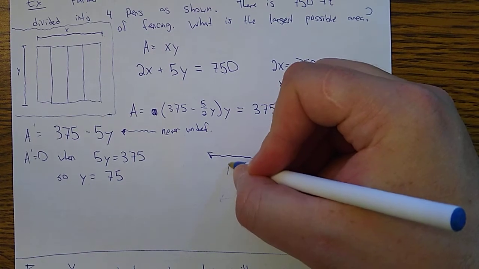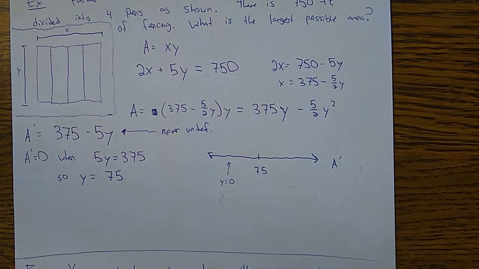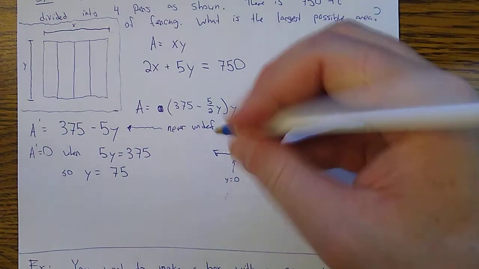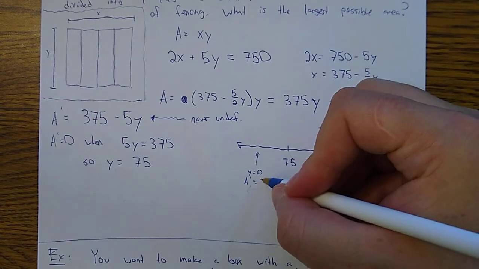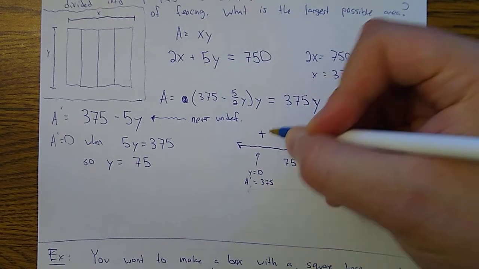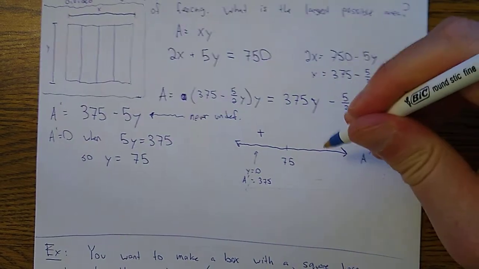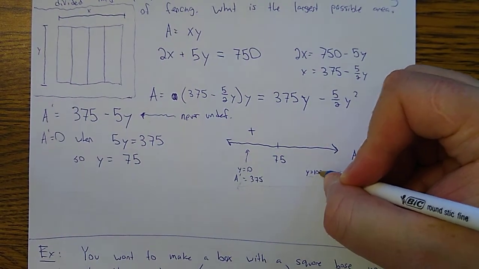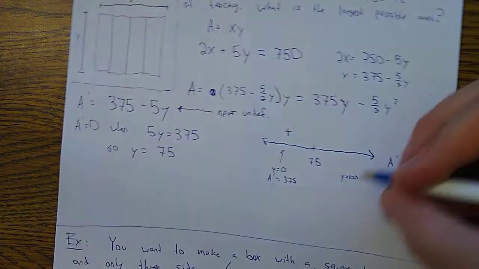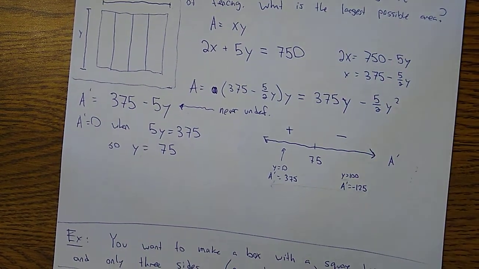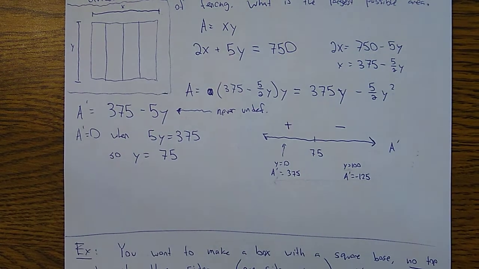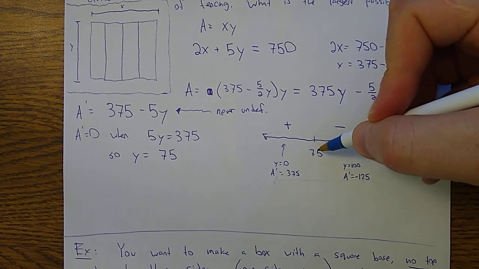Over here, I can try my favorite number, 0. A prime would be 375 minus 0, so that's positive. Good, that's what I was expecting. Over here, I can do y equals, say, 100. I plug that in, I get 375 minus 500. I get a negative number. That's good, that's what I was expecting. So this checks out, there is indeed a maximum that occurs at y equals 75.